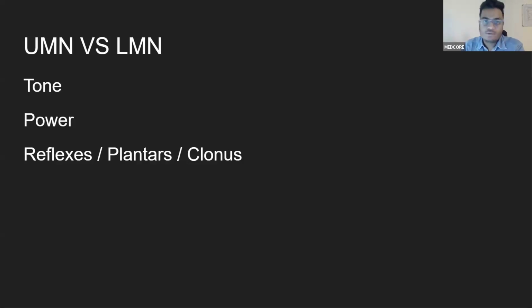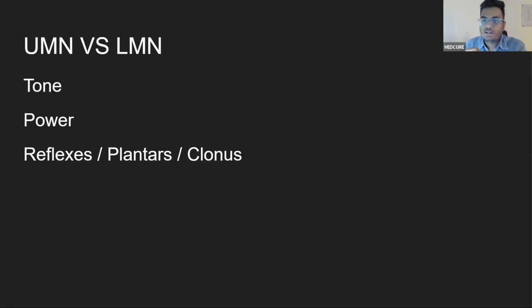And the reflexes, you all know, they are supposed to be exaggerated. The plantar is supposed to be upgoing. The clonus is supposed to be present in upper motor neuron. And the reflexes are supposed to be hyporeflexia. The plantar is supposed to be downgoing or absent. And the clonus is supposed to be absent in a lower motor neuron. This is basics, right?